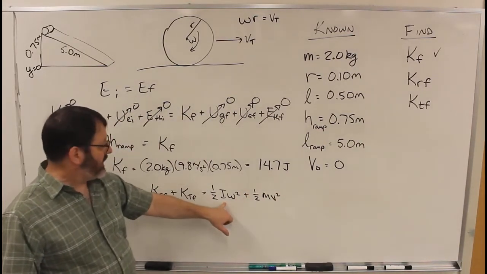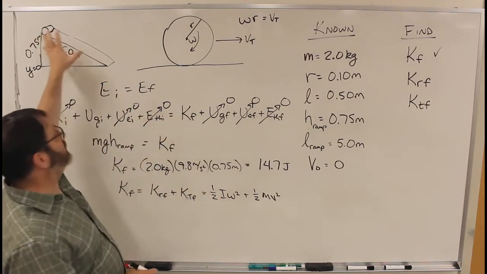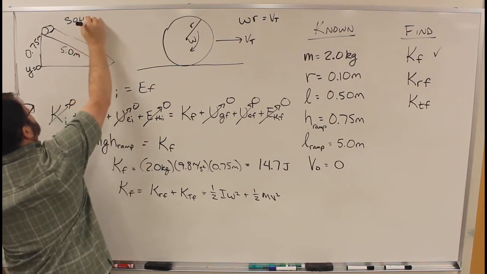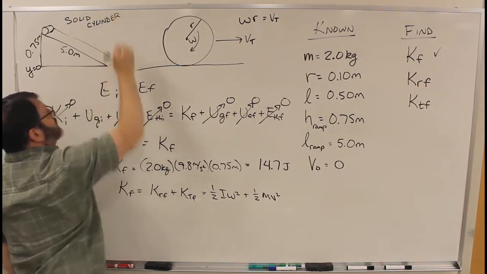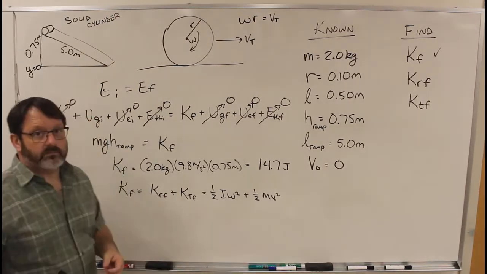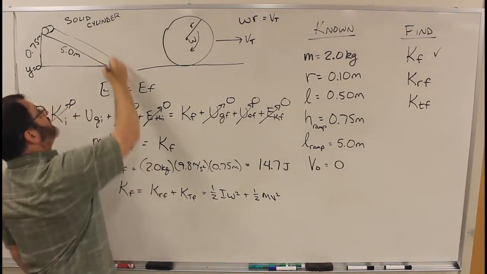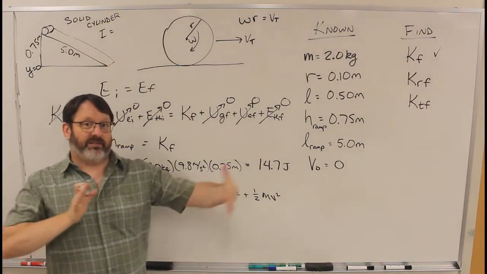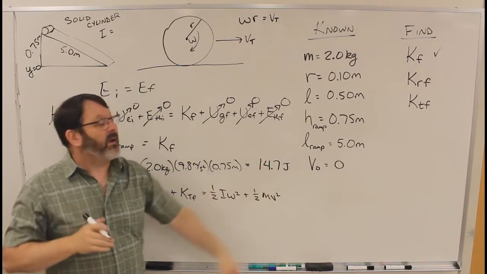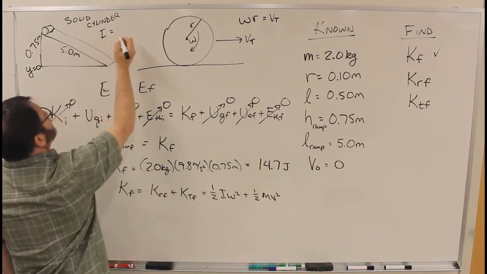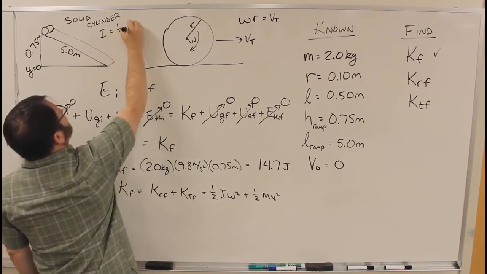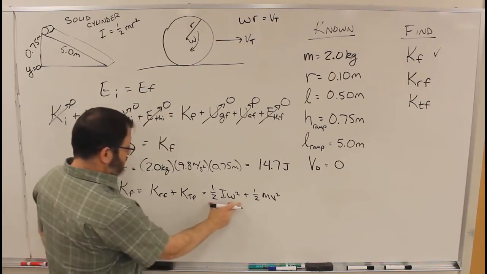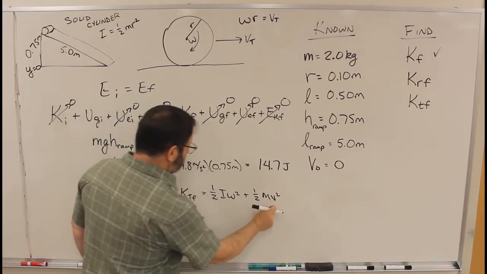Okay, so what is I? Oh, I didn't write it on here. I should have written solid cylinder, because that's important. So what is I for a solid cylinder? A solid cylinder is like a solid disk, just very thick. So it's the same. So I for a solid cylinder is the same as I for a disk, which is 1/2 mr squared. Now this is the rotational part, that is the translational part.